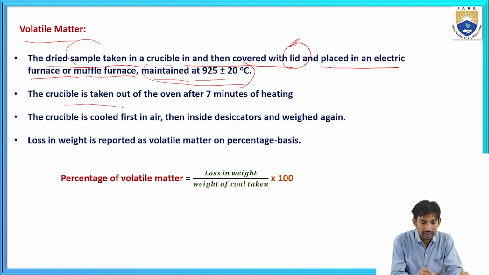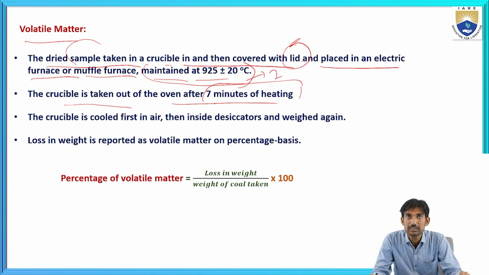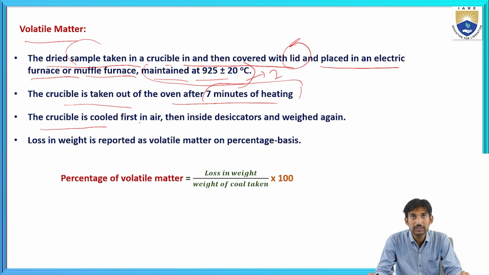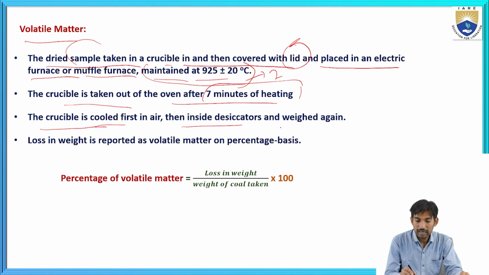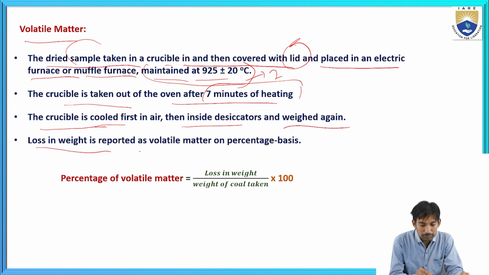The crucible is taken out of the oven after 7 minutes. We heat for 7 minutes at 925 degrees centigrade, then take out the crucible from the oven. The crucible is first allowed to cool in air and then kept in a desiccator, and then we take the weight of the crucible. The loss in weight is reported as volatile matter on a percent basis.